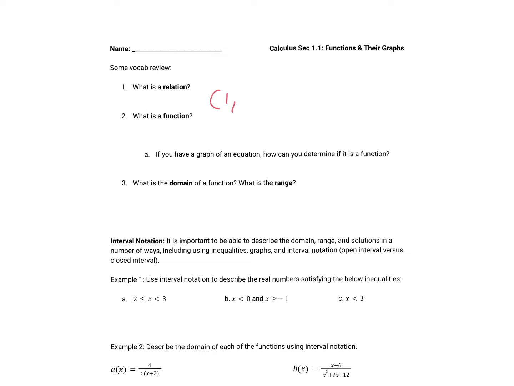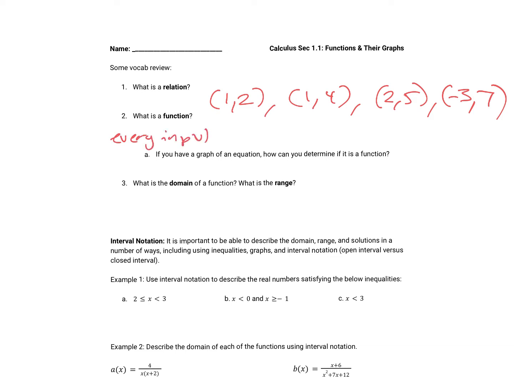I could have 1 go to 2, I could have 1 go to 4, I could have 2 go to 5, or -3 go to 7. That's a relation, any association between two variables. What makes something a function is that every input only goes to one output.